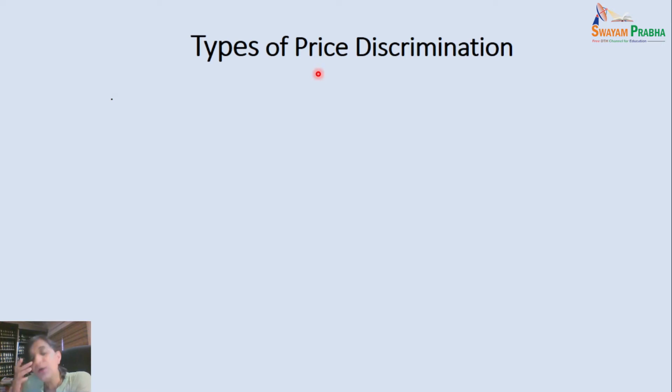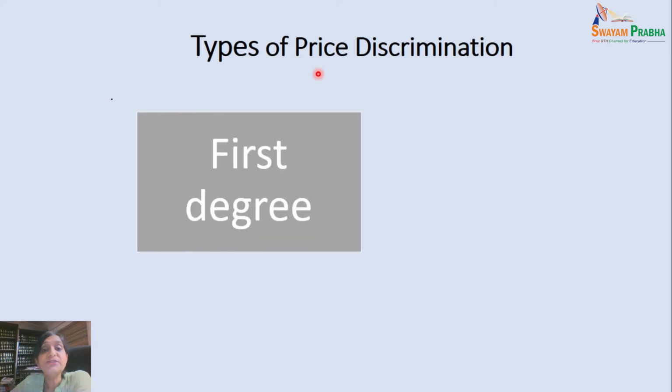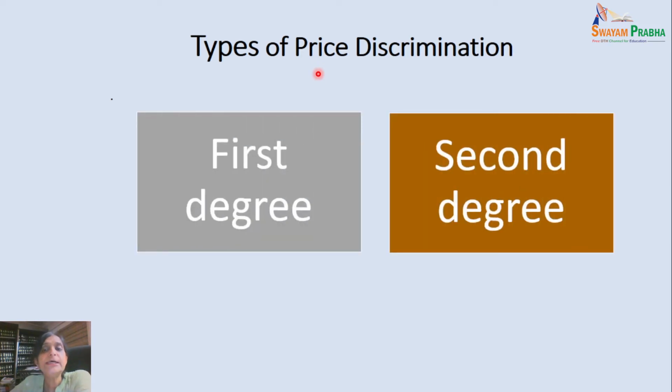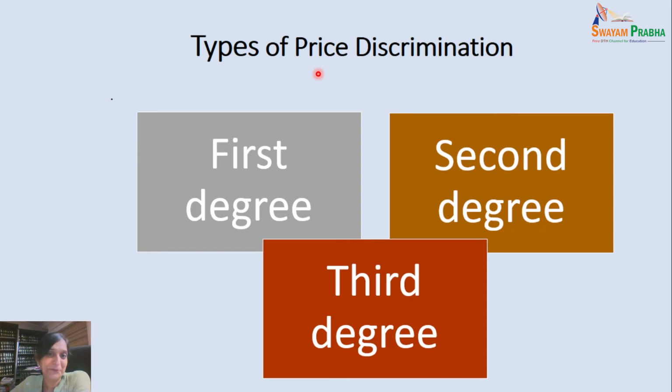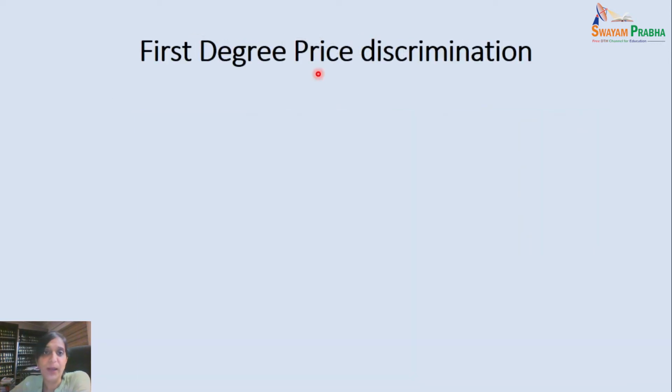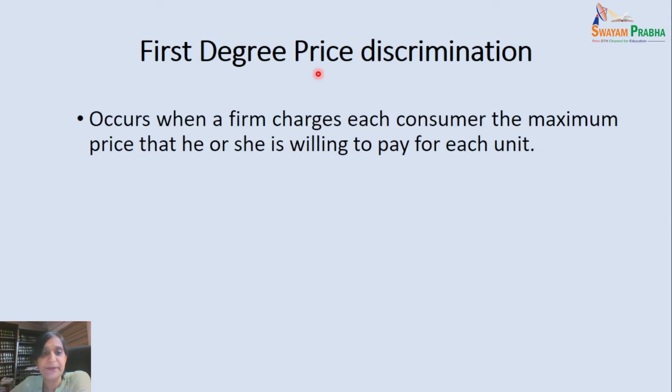Okay, now what are the various types of price discrimination? There are three types, we say: first degree, second degree, and third degree. So three types of price discrimination: first degree price discrimination, second degree price discrimination, and third degree price discrimination. Let us understand all these three one by one. We will start with first degree price discrimination, what is its meaning and how it is done.